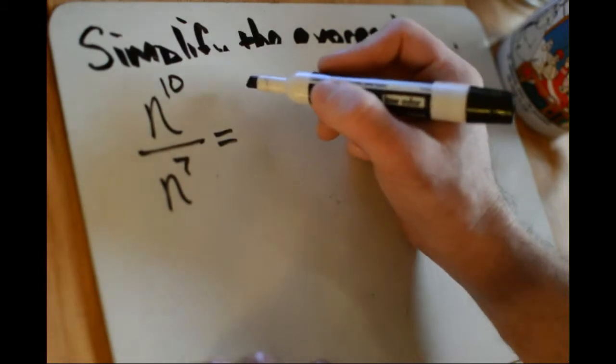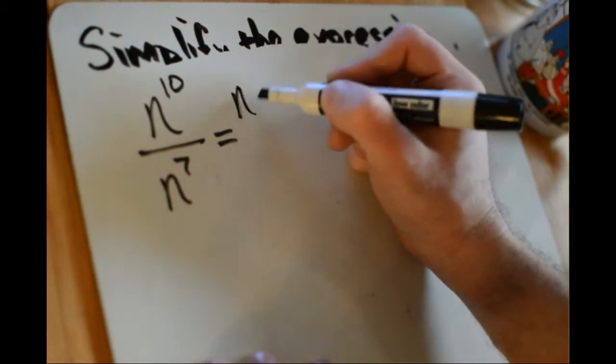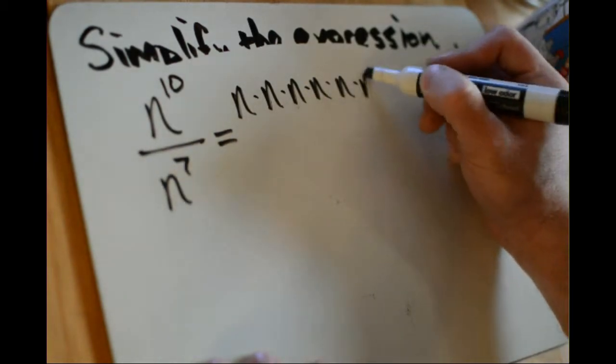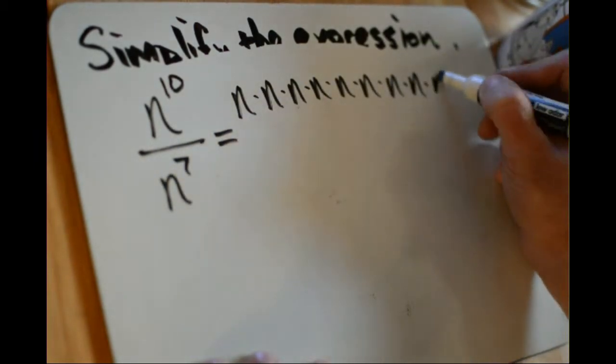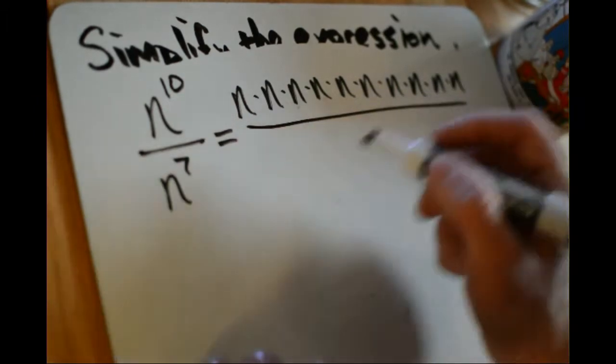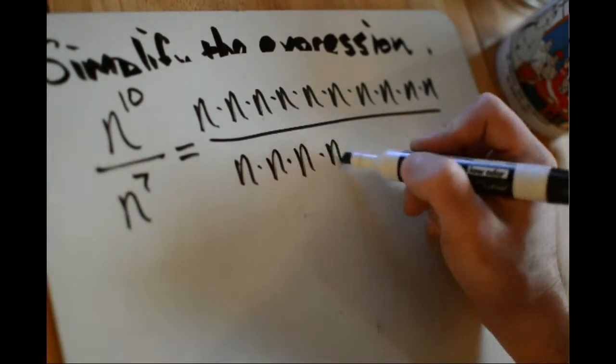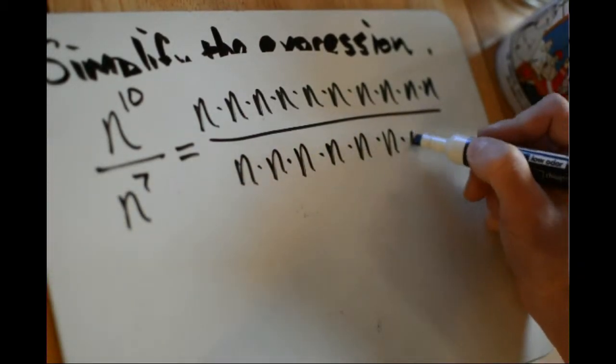So what I want to do is expand these two things out and see what this simplifies to. So we have n to the 10th, well that expands out to 10 factors of n. 1, 2, 3, 4, 5, 6, 7, 8, 9, 10. Over n to the 7th, that is 7 factors of n. So 1, 2, 3, 4, 5, 6, 7.